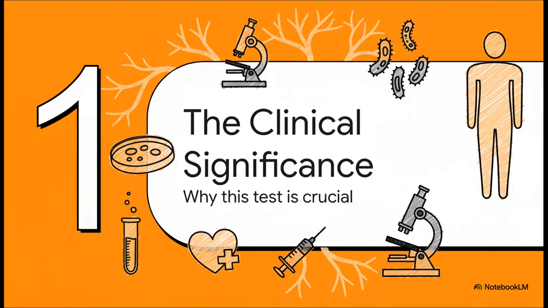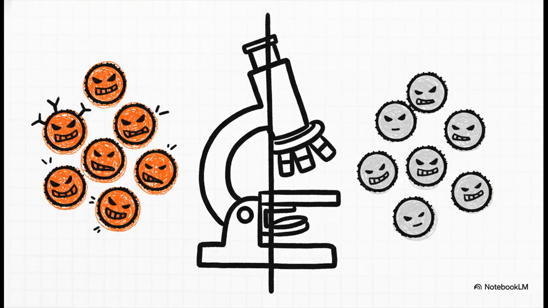So before we dive into the how of the test, let's really get a handle on the why. What is the clinical significance? Why is this one little test so incredibly crucial in our diagnostic toolbox? To put it as simply as possible, this is the single most important biochemical test for telling Staphylococcus aureus apart from all the other staph species. Just think of it like a bright, clear dividing line. On one side, a major human pathogen, and on the other, its less aggressive relatives.